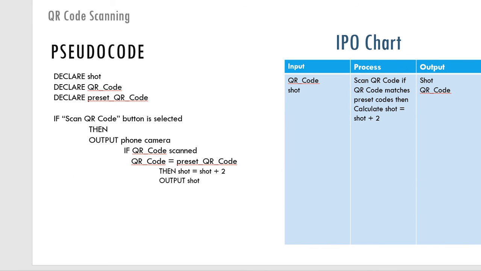QR code scanning. These are the variables. The preset QR code variable is preset with the exclusive Echo QR codes that are found at the attractions. So when the user has clicked the scan QR code button, it will bring out the camera, asking for access first, obviously. Then if the camera identifies the QR code and it matches with the preset QR codes, it will give the user 2 shots and display the total amount of shots they have.